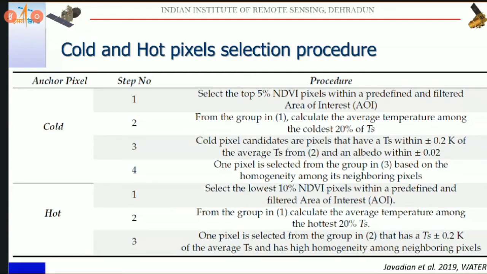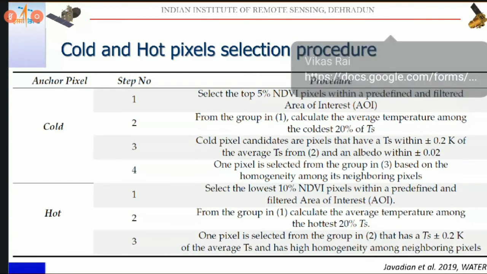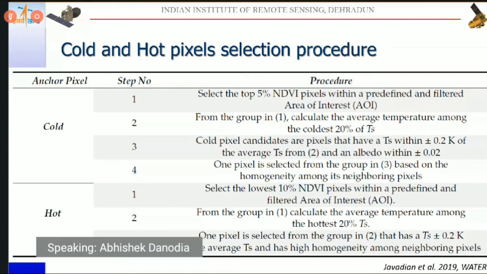If I'm talking about a hot anchor pixel, we have to choose the lowest 10% NDVI. NDVI values vary from -1 to +1. Less than 0 mostly defines water pixels. More than 0 defines soil, and as the NDVI increases, the fraction of vegetation cover is increasing. So the NDVI value is around 0.1, 0.15, 0.2, depending on the time of the satellite image we downloaded or used. The lower 10% of the data set has to be used within our filtered area of interest.